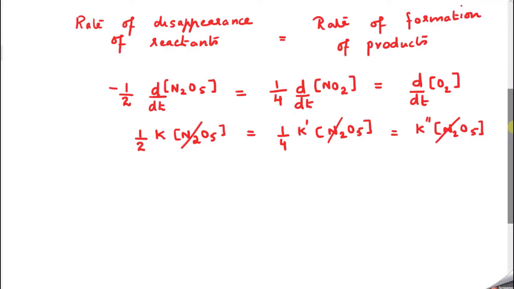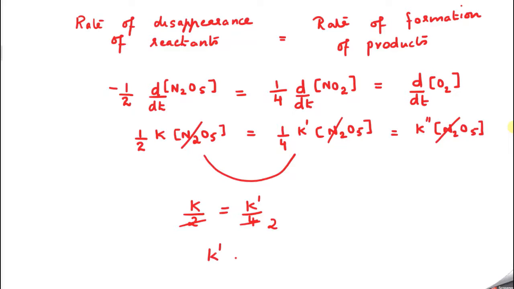Now I can compare this. They are asking you the relationship between k dash and k. So let me compare these two. I can write k by 2 is equal to k dash by 4. So this will get cancelled off. So I can write k dash is equal to 2 times k.